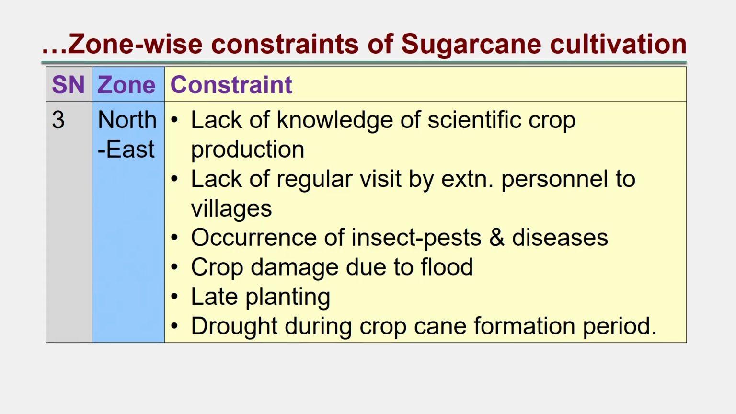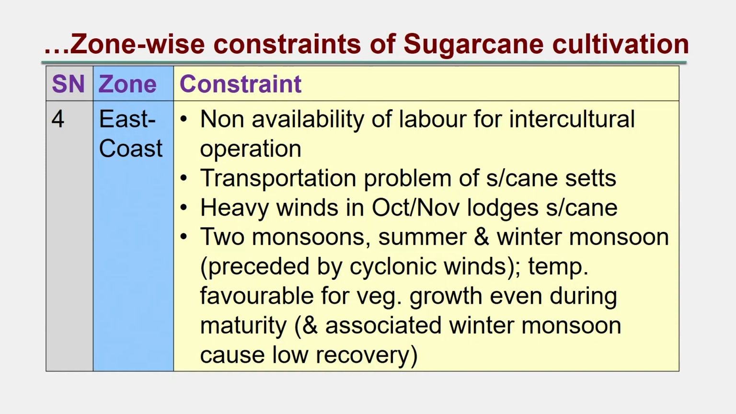Now northeast, lack of knowledge of scientific crop production, lack of regular visit by extension personnel to the villages, occurrence of insect pests and diseases, crop damage due to flood, late planting could also be there, and drought during crop cane formation period. So these are the constraints for northeast sugarcane growing zone.